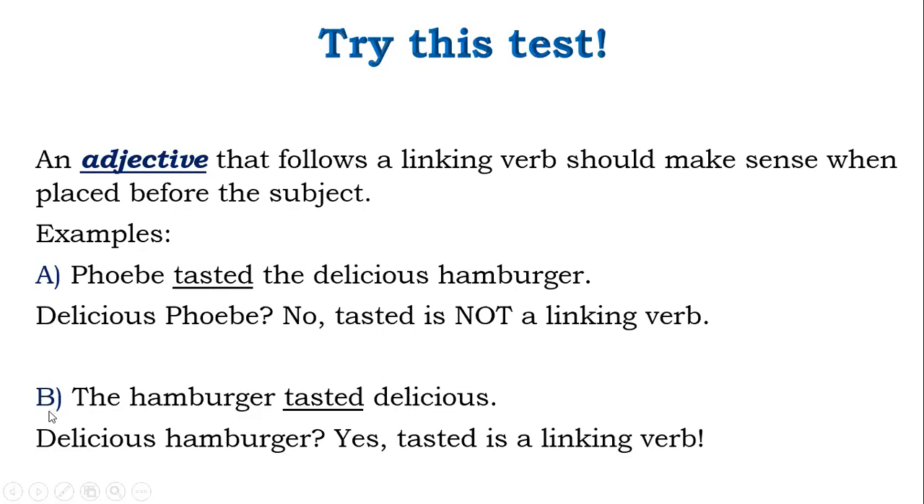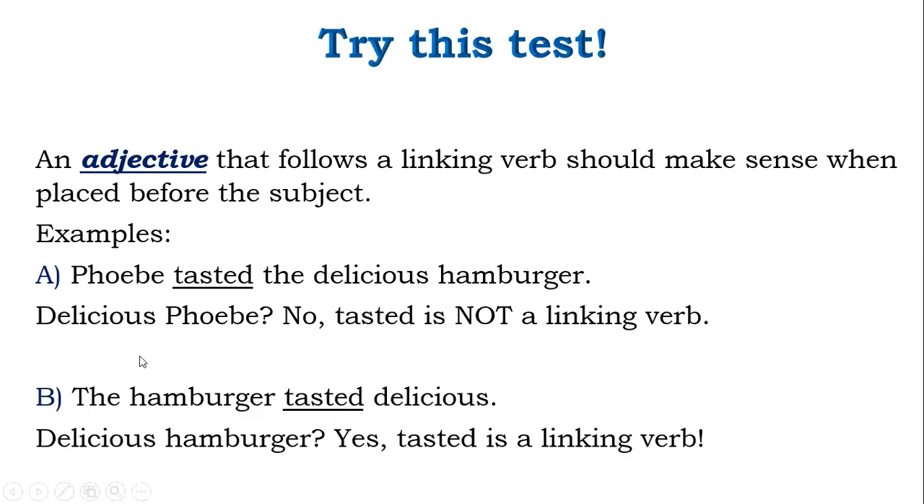All right, let's go to sentence B. The hamburger tasted delicious. And again, we identify tasted as being the verb of the sentence. We have to find out whether it's acting as an action verb or it's acting as a linking verb. So to try the test, it said that we need to place the adjective before the subject. Yes, being very repetitive, Mrs. Villamosa. Yes, because we need to get that in our heads. If we see an adjective, this is the way that we can try it out. We can test it out by adding the adjective before the subject.